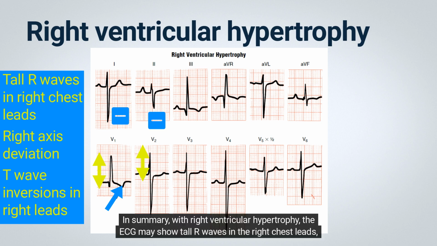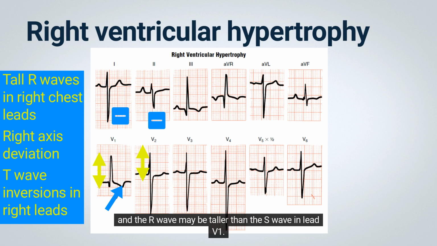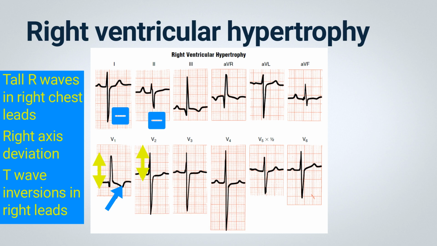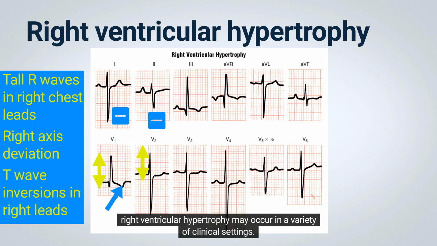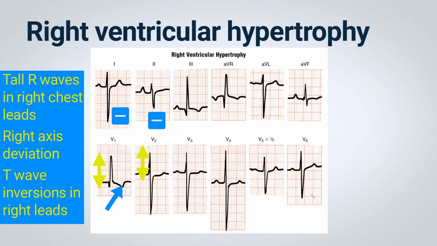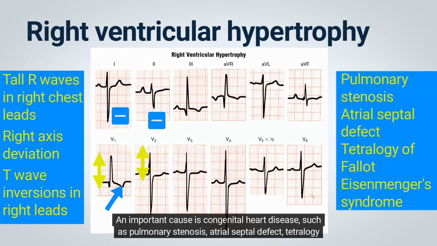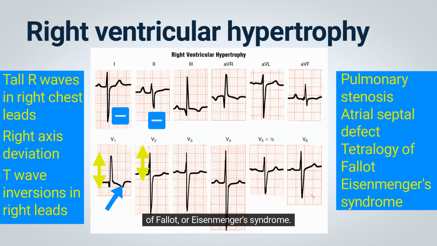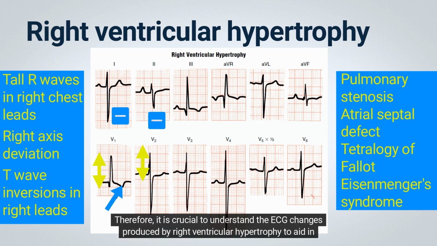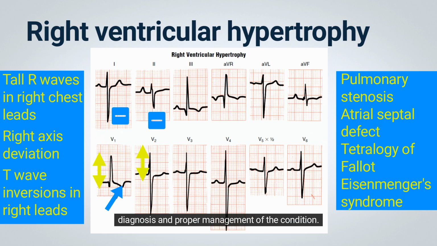In summary, with right ventricular hypertrophy, the ECG may show tall R waves in the right chest leads, and the R wave may be taller than the S wave in lead V1. Right ventricular hypertrophy may occur in a variety of clinical settings. An important cause is congenital heart disease, such as pulmonary stenosis, atrial septal defect, tetralogy of Fallot, or Eisenmenger's syndrome. Therefore, it is crucial to understand the ECG changes produced by right ventricular hypertrophy to aid in diagnosis and proper management of the condition.